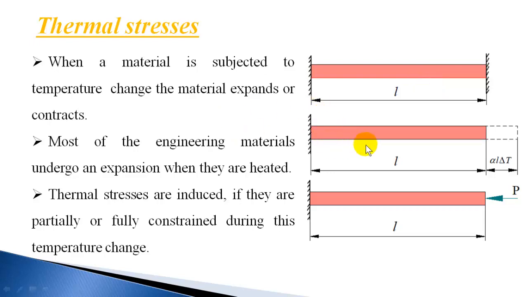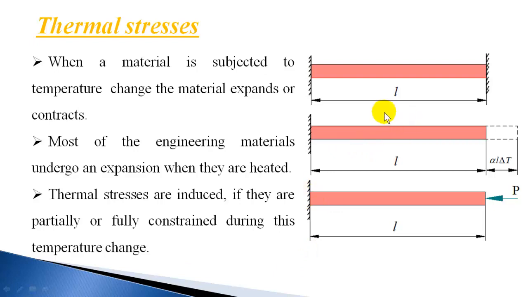So if a bar is freely allowed to expand, okay, then no thermal stress will be induced. It will expand by an amount alpha L delta T, where alpha is the coefficient of linear expansion, L is the length, and delta T is the temperature change. So no thermal stresses will be induced in the material when it is free to expand. Only when it is constrained, the stresses will be induced. So if it is freely permitted to expand or contract, no stresses will be induced in the material.